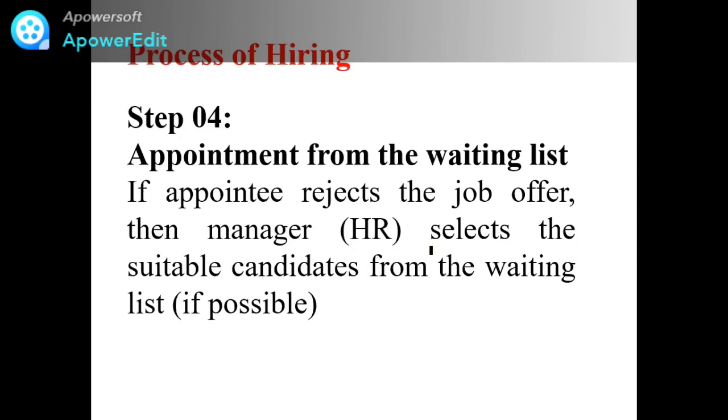If the appointee rejects the job offer, then the manager, usually the HR manager, selects a suitable candidate from the waiting list if possible. If possible means if there are more qualified candidates than the required number of vacancies, then we can go by the evaluation values obtained by the candidates. Therefore, we can use the waiting list if the appointee rejects the job offer.